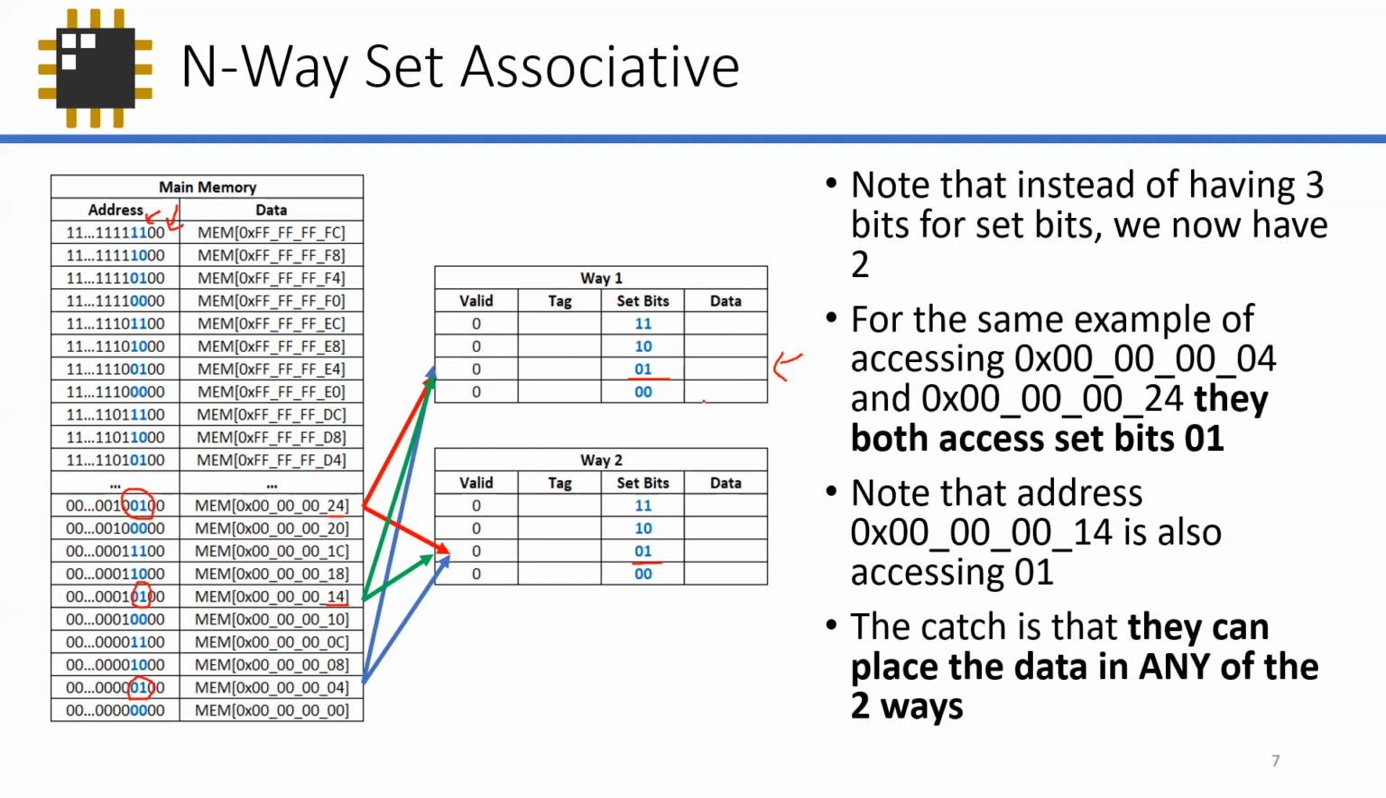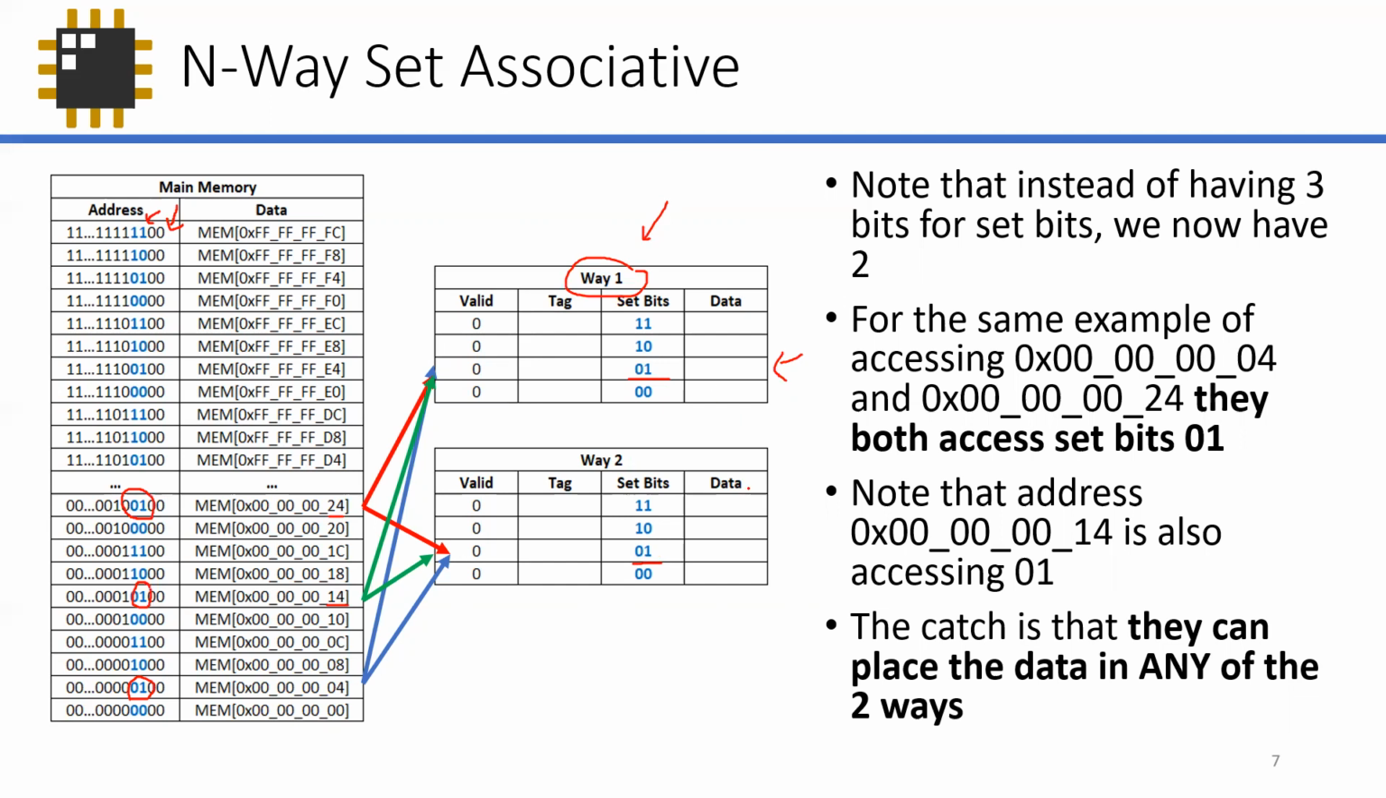And I can put it anywhere where I want it to be, right? It's up to you, the designer, how to decide where you want to put it. You can have your own control scheme, but for now, let's say we will prioritize putting it on the lower way, like the first way. And then if we have to put something again on the same set bit, we put it in the second way.